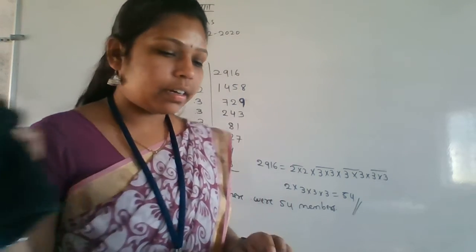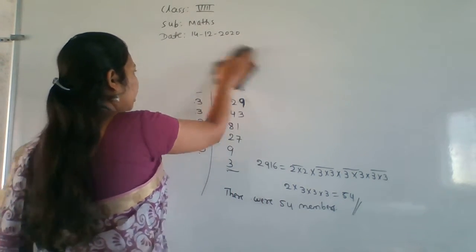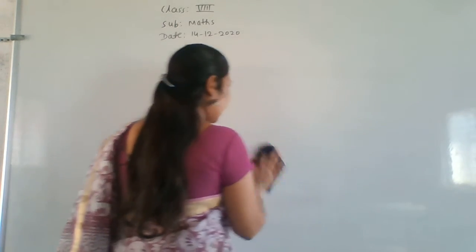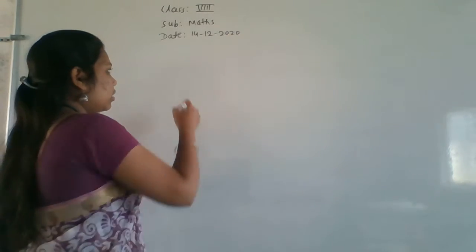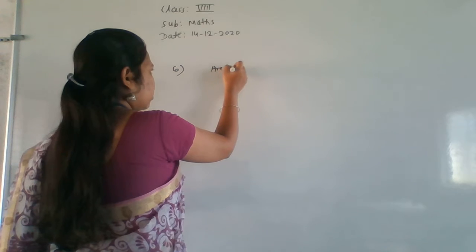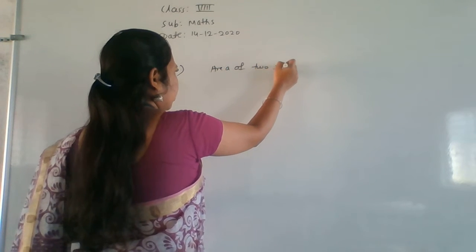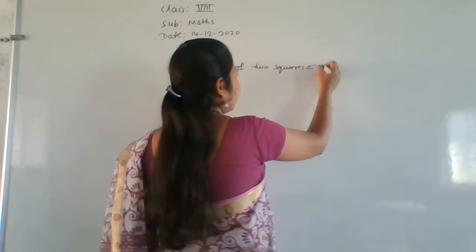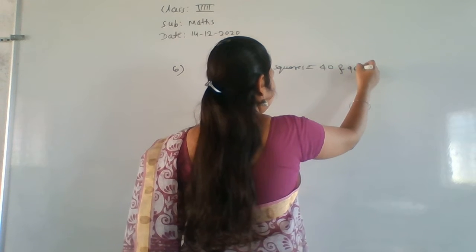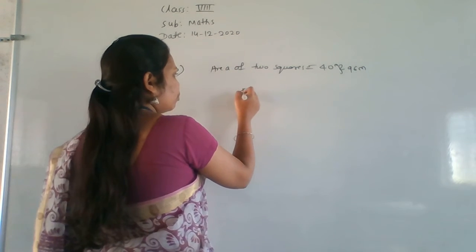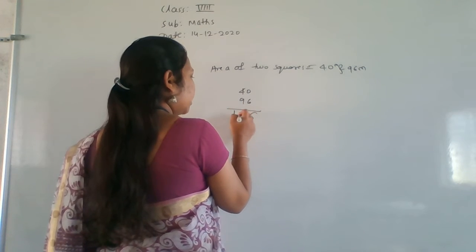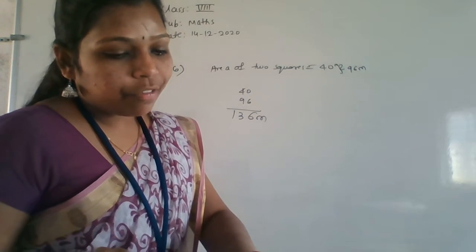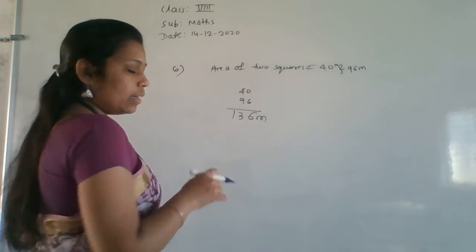Okay, so they have given the perimeters of two squares, 40 and 96 meters. Okay. So the addition of those two is 136 meters. And the other one is the area of a square. Okay. Find the perimeter of the other square.